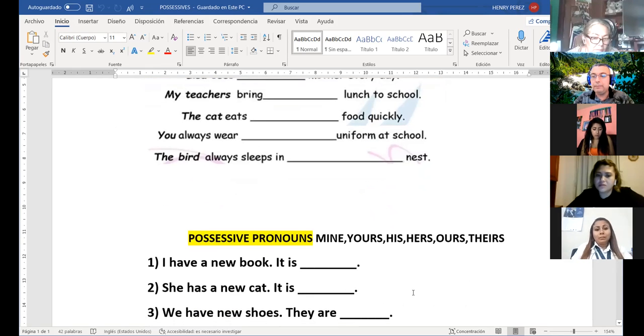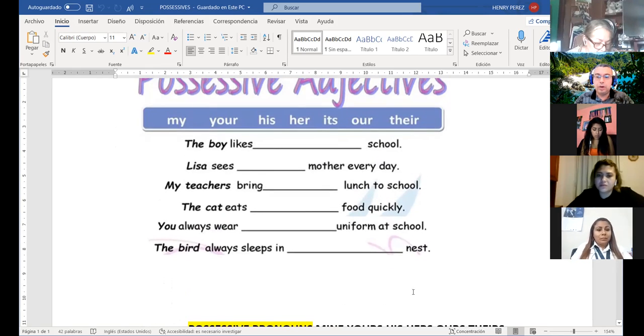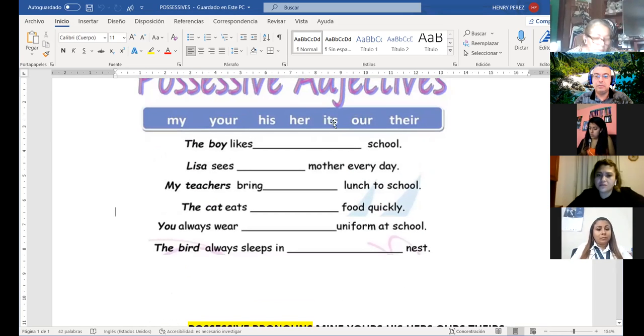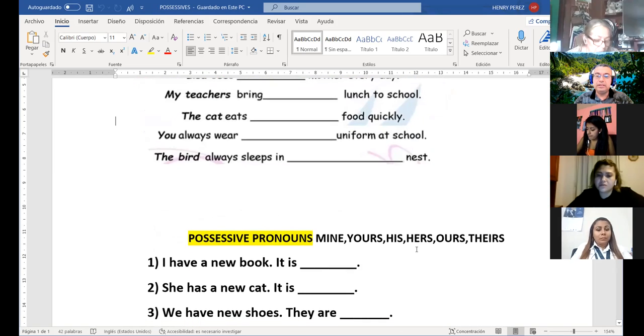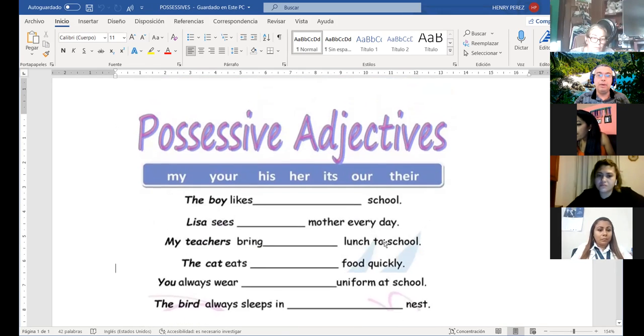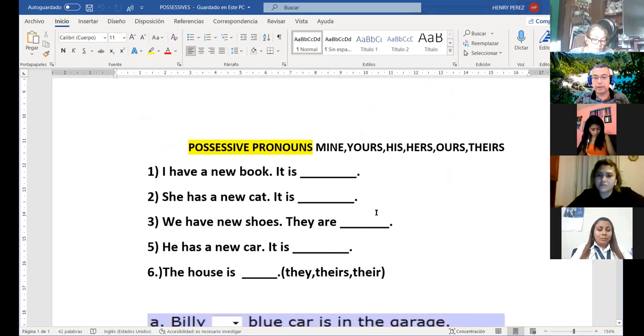Now, normally, el its no aplica a possessive pronouns. Ok? Sí, en varios lugares lo colocan, pero no se aplica. Right? No se utiliza en possessive pronouns. Nomás en possessive adjectives. Ok?